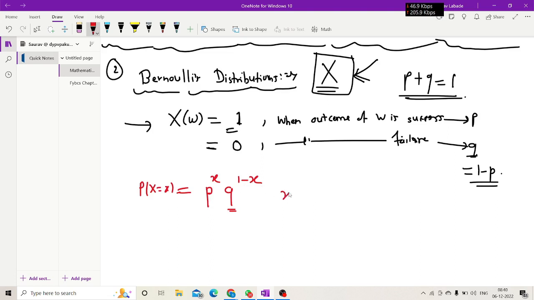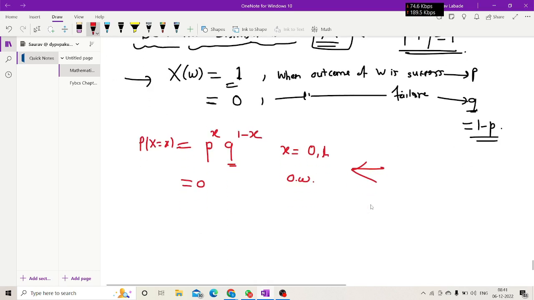Where x is taking values, what will be the values of the random variable? Can you tell me? No, it is only two values: 0 and 1, that's it. Because this is the Bernoulli distribution, the values will be only 0 and 1. This will be equal to 0 otherwise. So this is the simple PMF which you have to remember.